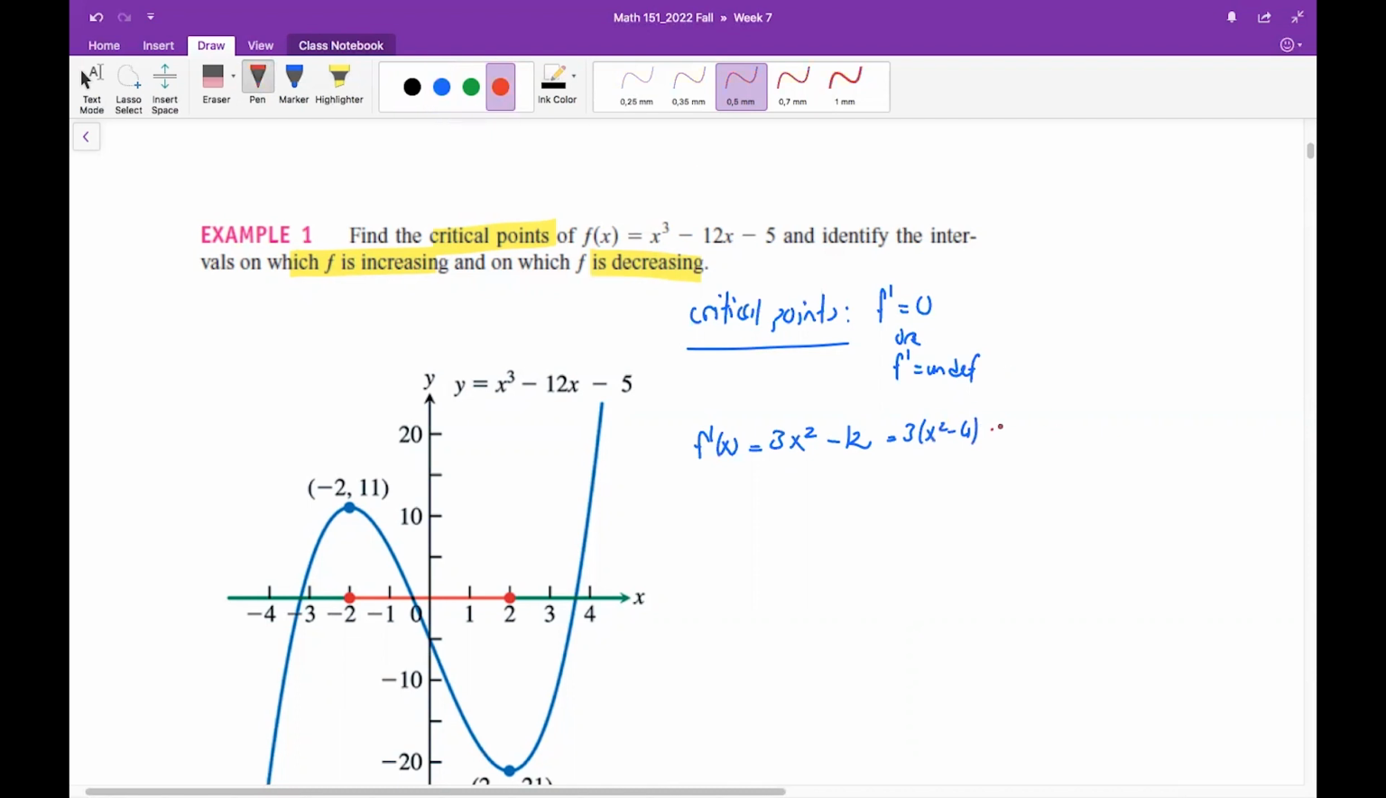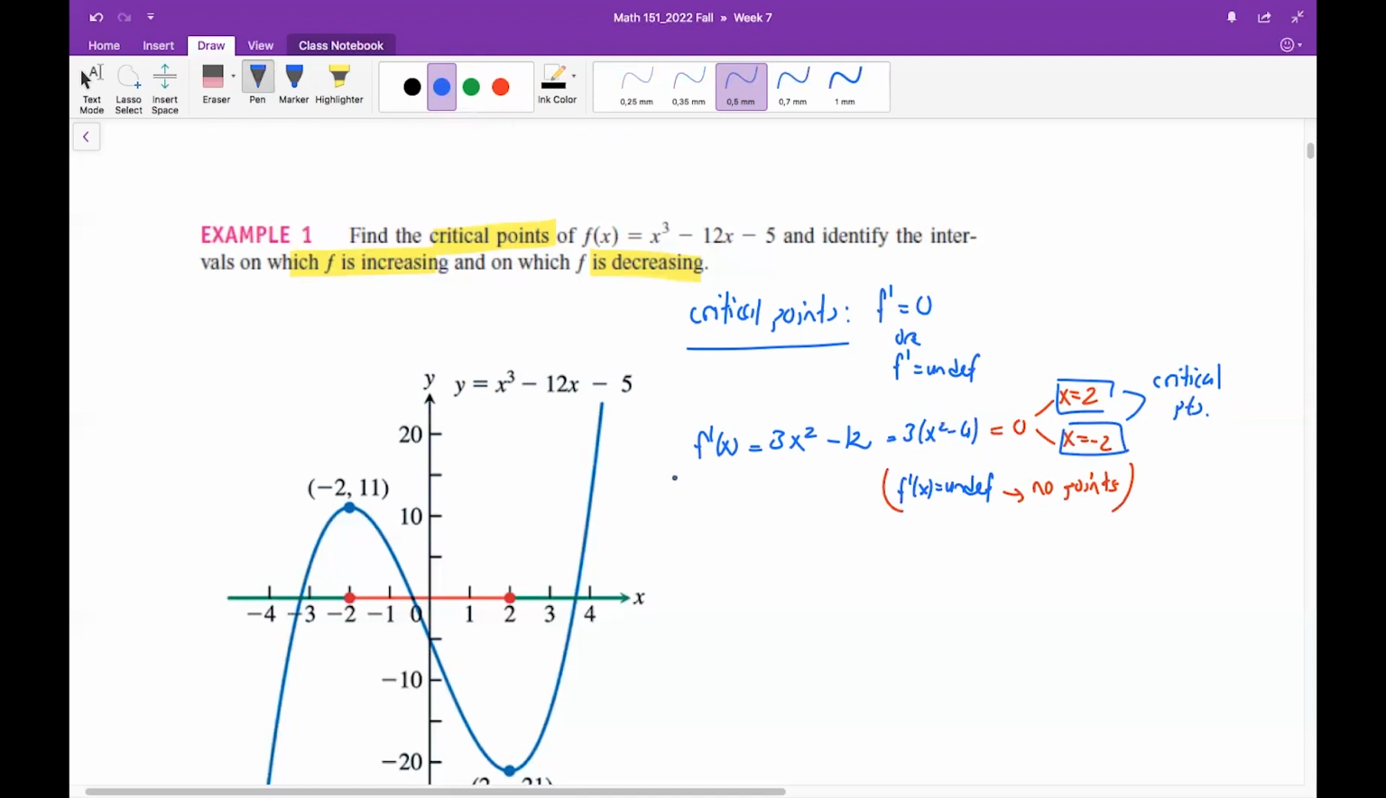From here, if you find the roots, you will obtain x equals 2 and x equals minus 2. Is there any point where f prime of x is undefined? No, there is no such point, right? Because this is a polynomial, you can evaluate a polynomial at every real number, so no points coming from here. Meaning that these two are the only critical points of this function. Critical points are x equals 2 and x equals minus 2.